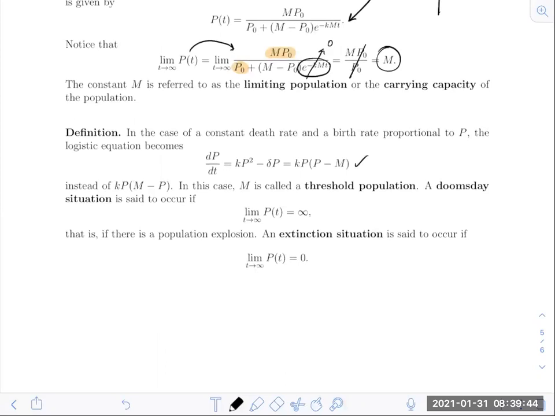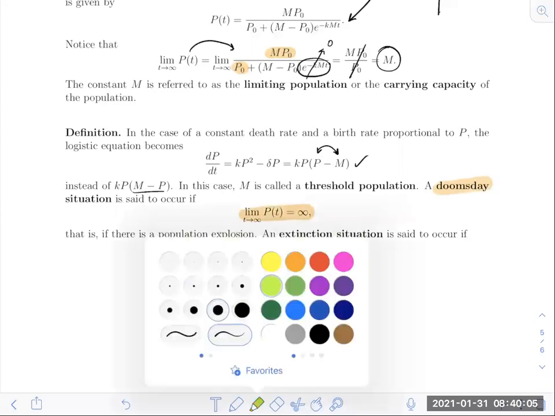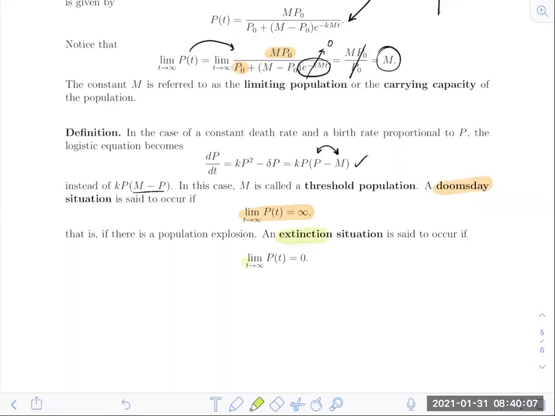And so you'll notice what has happened is the roles of P and M have switched, right? So instead of M minus P, in this case, M is called a threshold population. We say that doomsday occurs if the population explodes, all right? So doomsday is when the population tends to infinity, and extinction is when the population goes to zero.